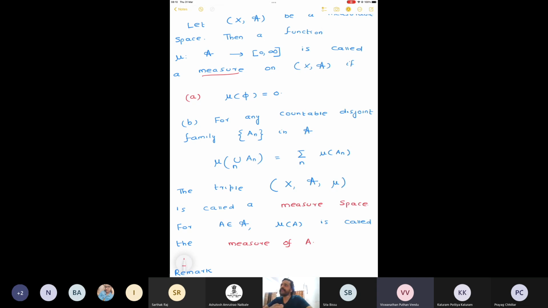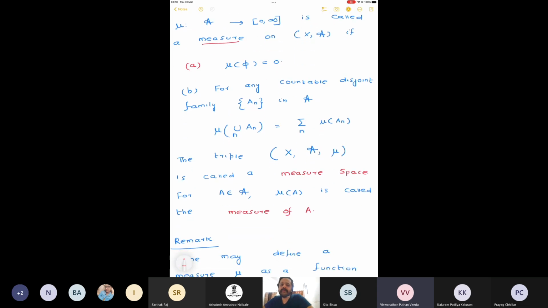And to call it a measure, it should satisfy certain requirements. Those requirements are governed by our own experience with measuring area, volume, length, etc. So there are basically two requirements. Measure of the null set is 0, and measure of the union of A_n is equal to the sum of the measures. The measure of the whole is equal to the sum of the measure of the parts, provided these parts are disjoint.